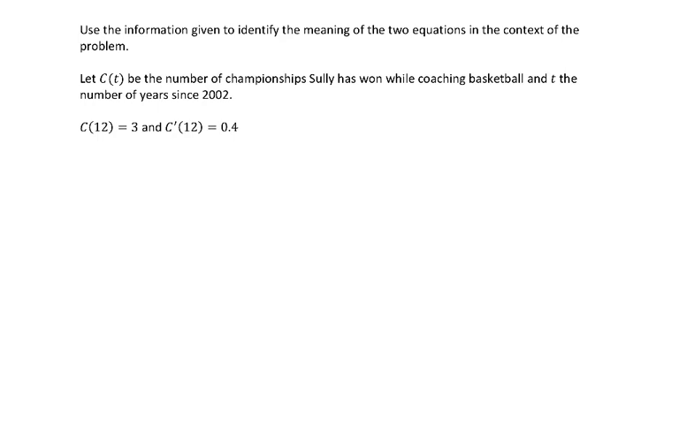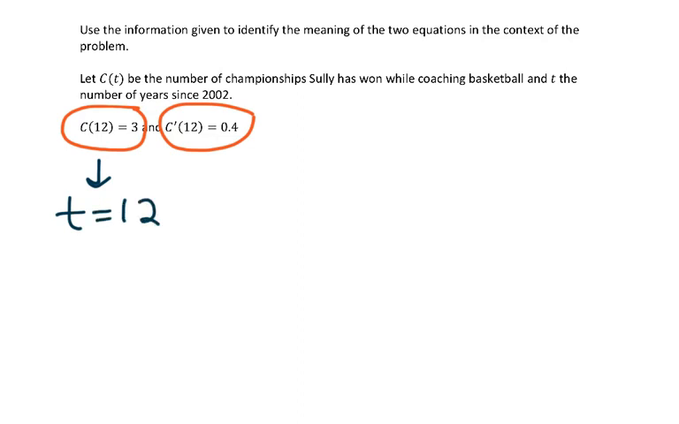Notice there are two equations that we're going to have to interpret. The first one is C of 12 equals 3. And then we have C prime of 12 equals 0.4. If I look at the first one here, this is the one that you're probably most familiar with. We can tell from this equation that T is 12 in this case, and what that means is that's 12 years since 2002.